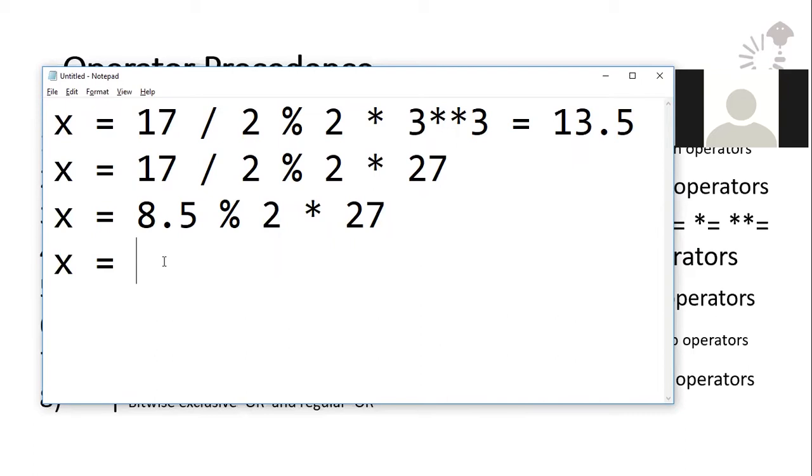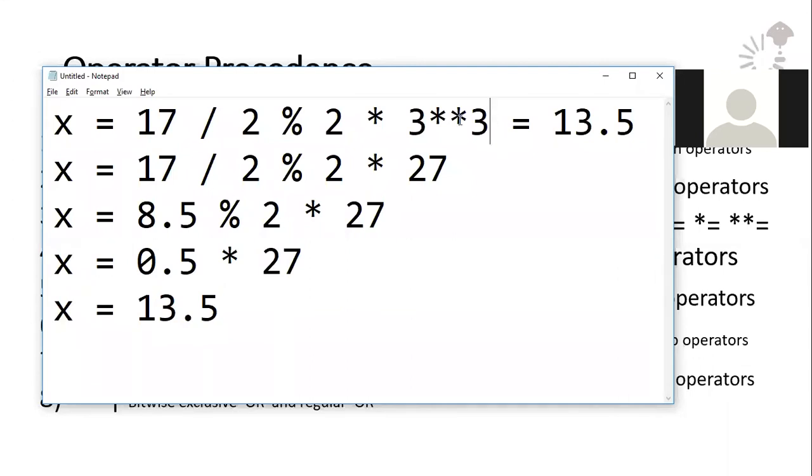Ano ba yung modulus division? Ano kinukuha natin sa modulus division? Is it the whole number, or the decimal answer? Or is it the remainder? Remainder po. What is the remaining if you divide 8 with 2? 0.5 po. Yung sobra. Multiply by 27. The answer is 13.5.